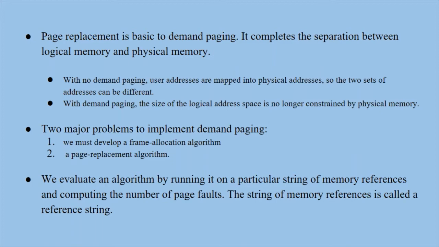Then we have two major problems to implement demand paging. First, we must develop a frame allocation algorithm. Second is a page replacement algorithm. We evaluate an algorithm by running it on a particular string of memory references and computing the number of page faults. The string of memory references is called the reference string.